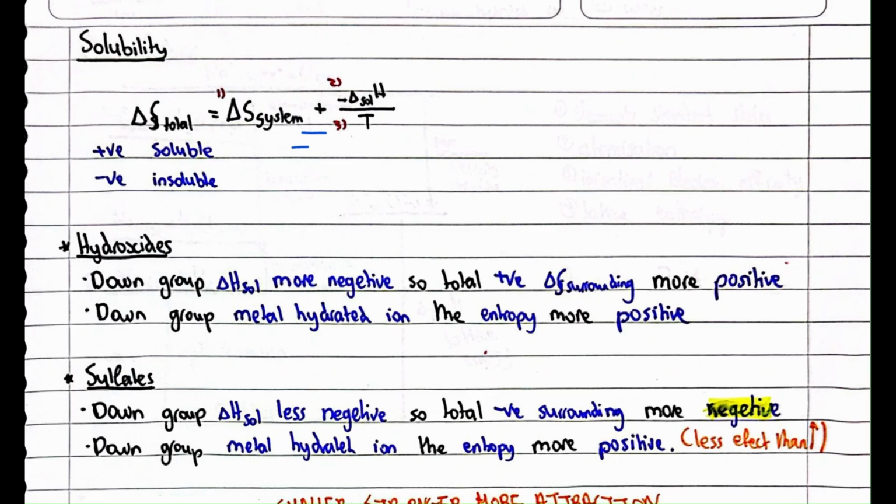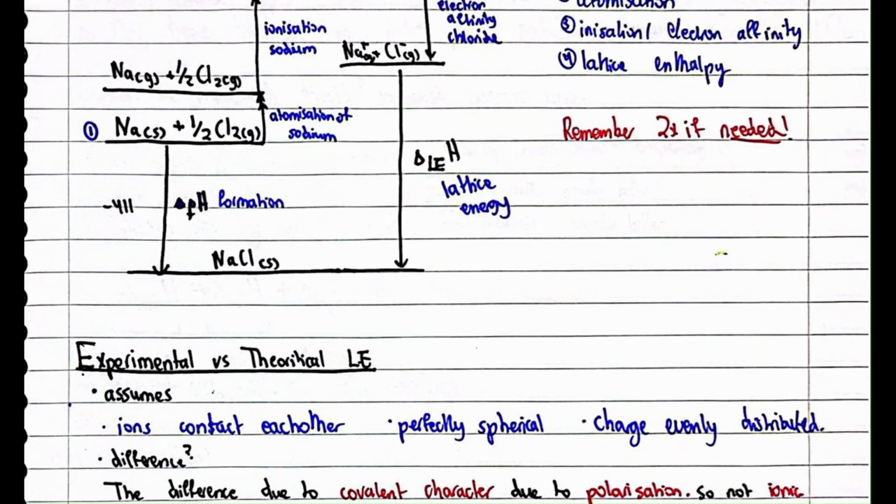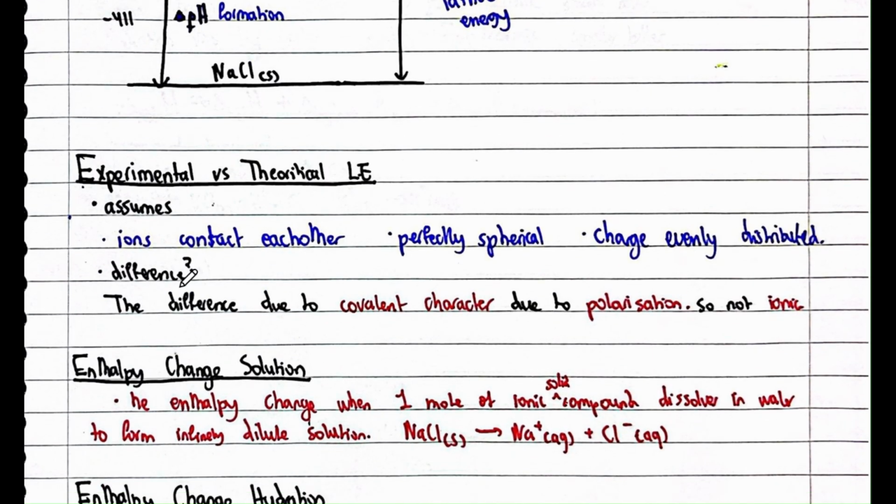Also, there's something that comes up quite a lot. I've seen it in 6 markers. Experimental versus theoretical lattice energy. The theoretical model assumes that the ions are in contact with each other, that they're perfectly spherical, and that the charge is evenly distributed for all ionic compounds. However, that is not the case. Due to polarization, they exhibit some covalent character, so it's not purely ionic.